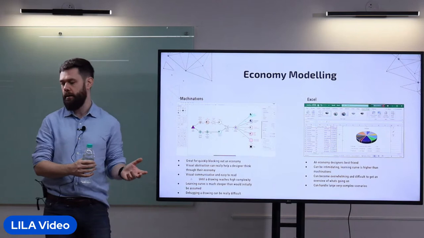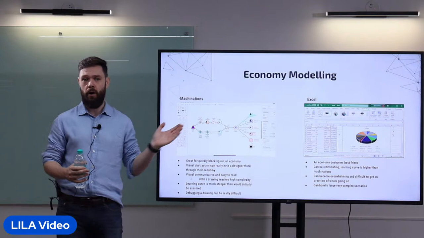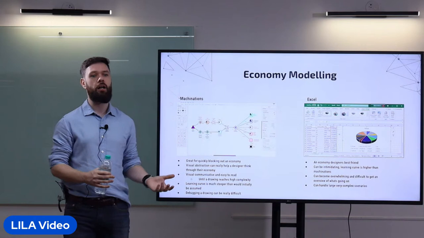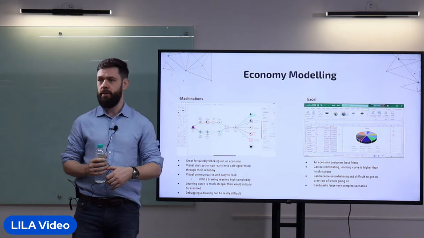So my personal workflow is I'll start in Machinations. I'll try to mock it out really quickly, get a rough structure of what my economy looks like. And then I'll jump over into Excel and drill down into detail, into something that's more robust in a production-level document.